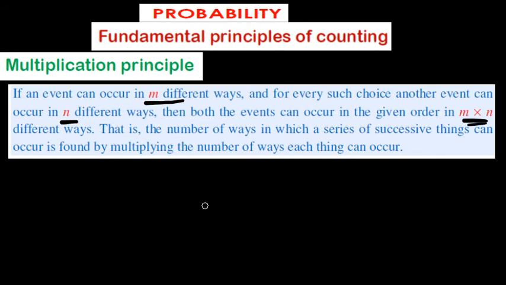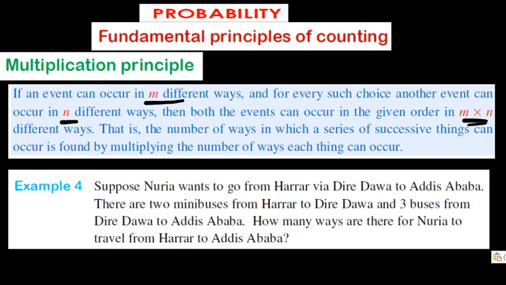So better to see by example. For example, it says here, suppose Nuria wants to go from Harar via Redwa to Addis Ababa. That means her final destination will be Addis Ababa. But there is another town in the middle, which is Redwa.